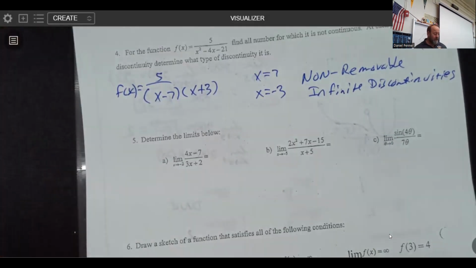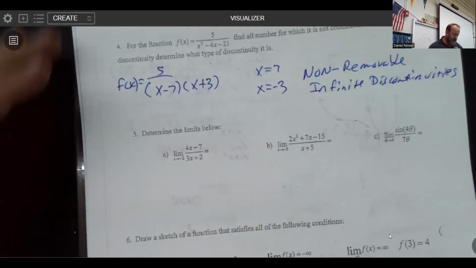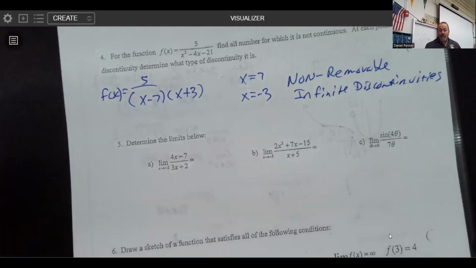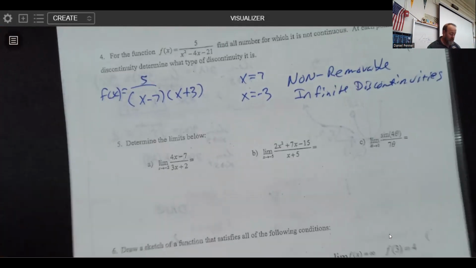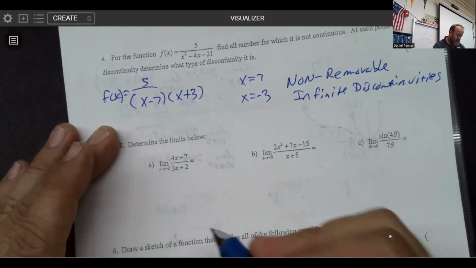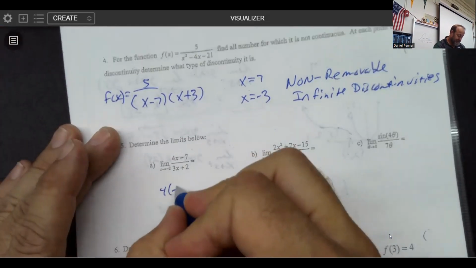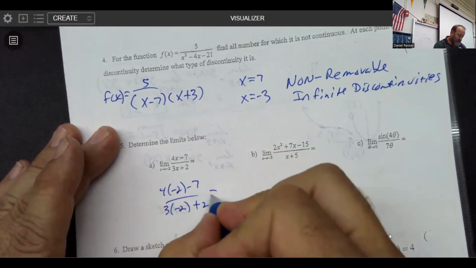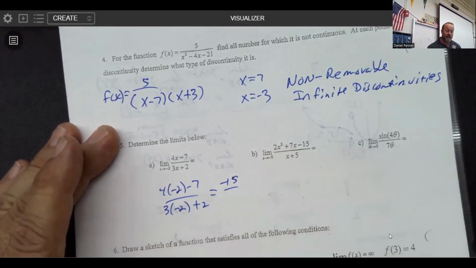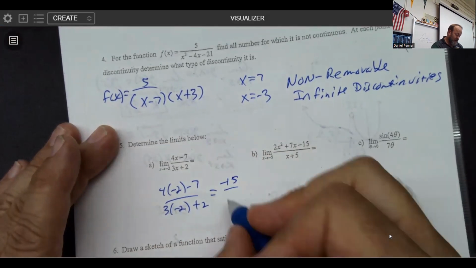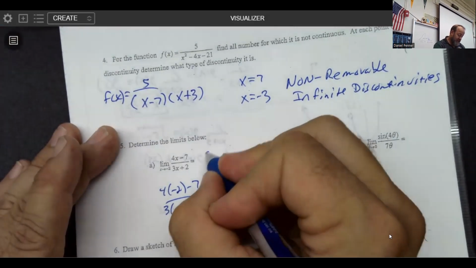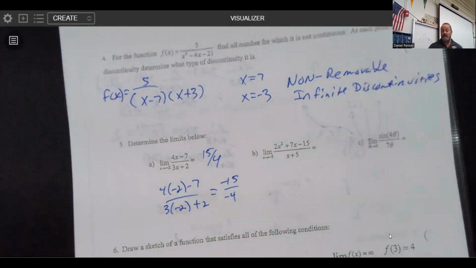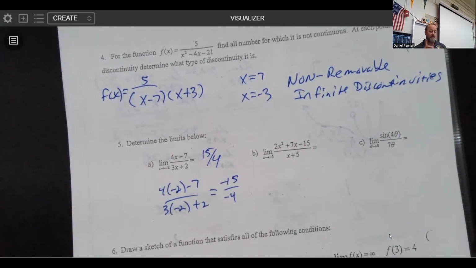Couple of quick little problems on limits in number 5. Remember, if somebody asks you to take a limit, the first thing you do is you say, forget it, I'm just going to plug it in and see what happens. So if we substitute the number -2 in and just see what happens, what I got is -15 on top, and I've got -4 on the bottom, and I guess we're good. 15 quarters, we're done.